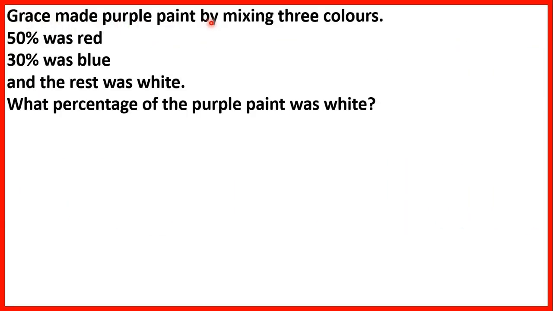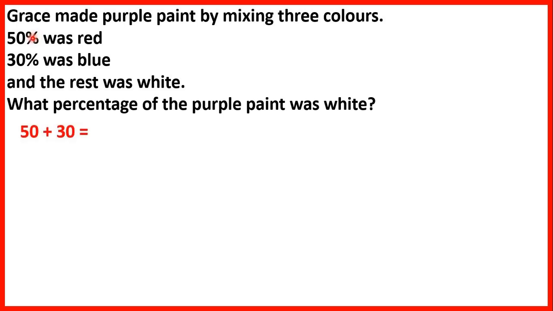Grace made purple paint by mixing 3 colours. 50% was red, 30% was blue, and the rest was white. What percentage of the purple paint was white? So we need to remember that percentages have to add up to 100%.